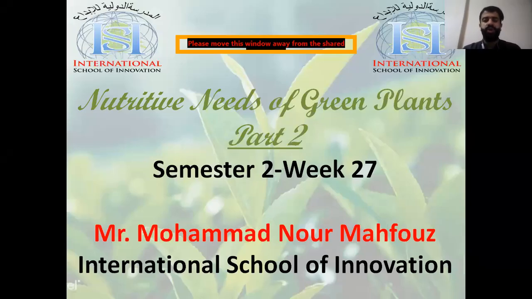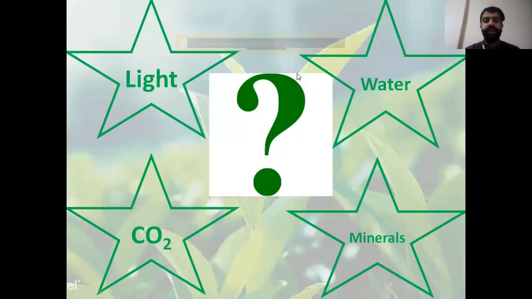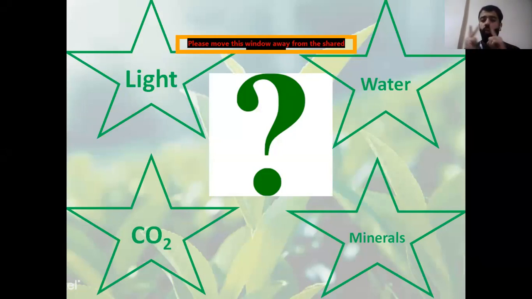In this session, we're going to continue with the nutritive needs of the green plants. What do the green plants need in order to grow well, in order to grow normally, in order to have normal growth? And this is for week 27. So first, we identified the four needs of the green plants. We said that they need light, they need CO2, carbon dioxide, they need water, and also they need mineral salts.